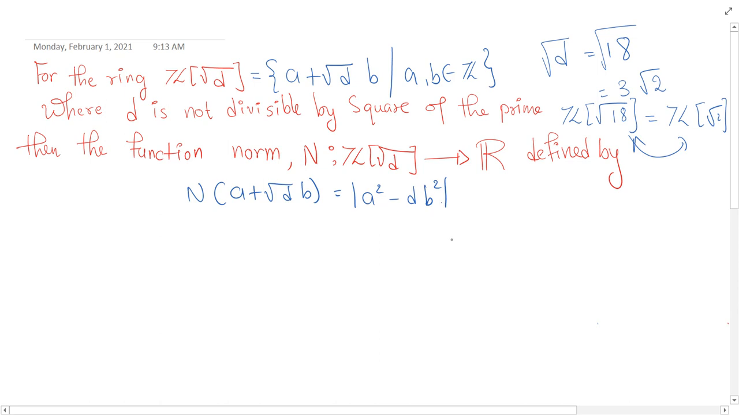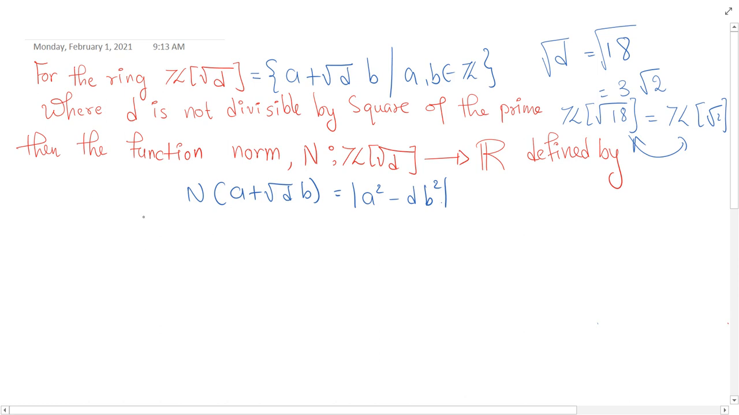This is definitely a function, because for every single input there is a unique output. Why are we so interested in this norm function? Because it has special properties which will help us prove many things inside this ring. Since we prove these properties of the norm in general, we can apply them for every d that is not divisible by the square of any prime, so in a majority of the cases. Hence, this is really important.